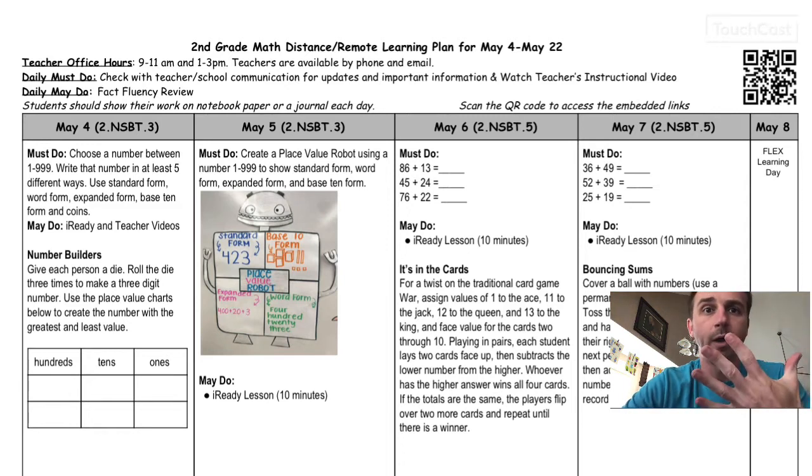That's 5 different ways. So standard form, 423, it's just the digits 4, 2, and 3. For word form, I write out the word 400 in letters and words.